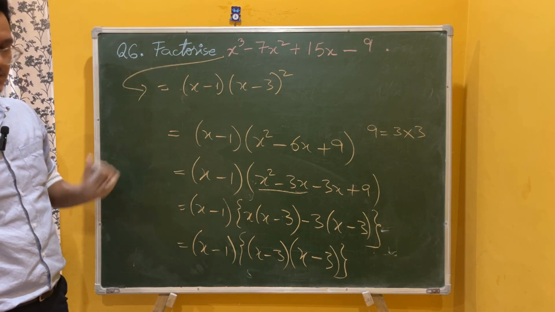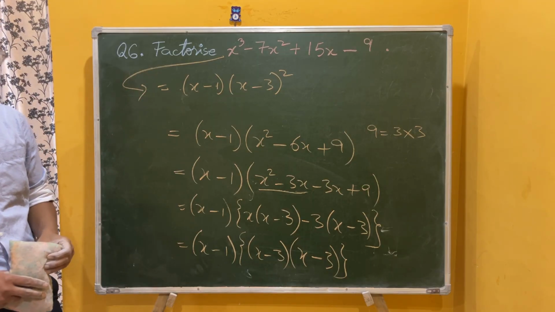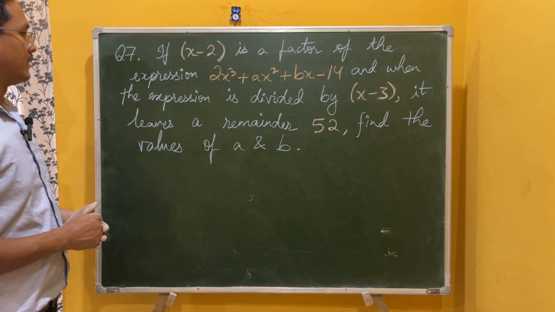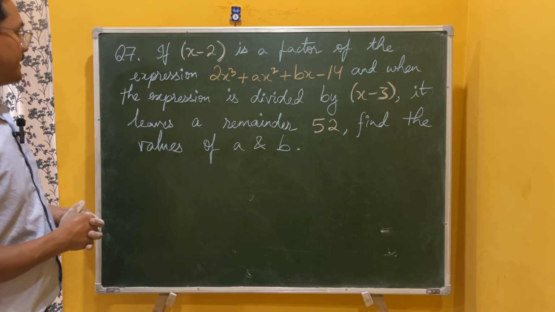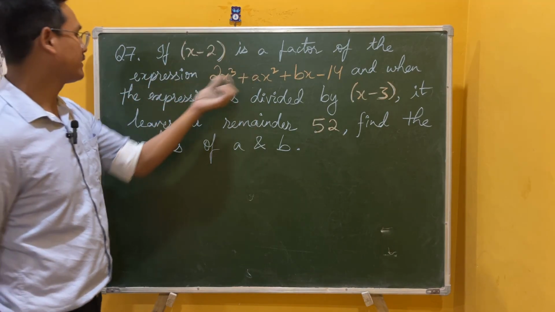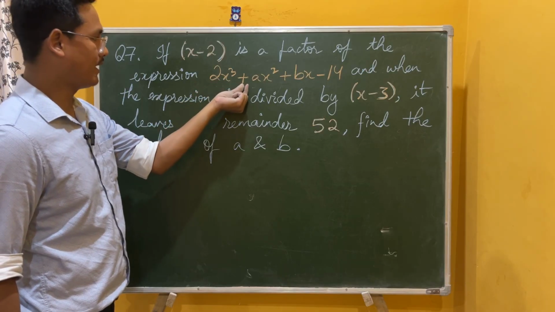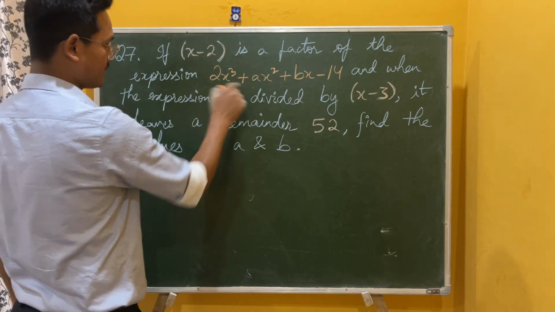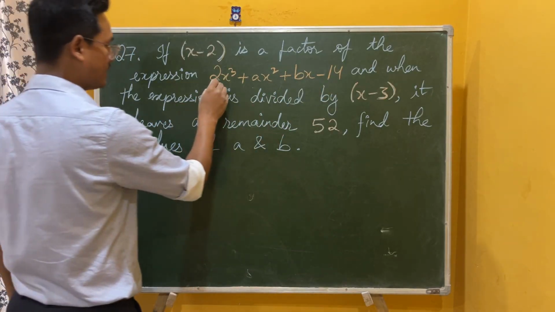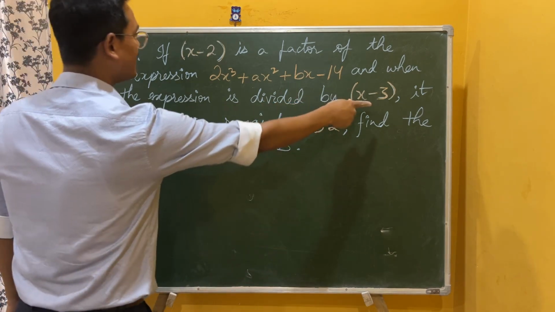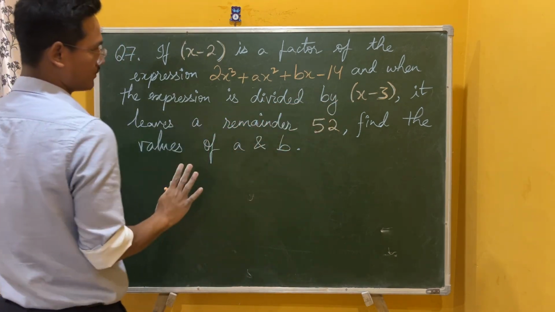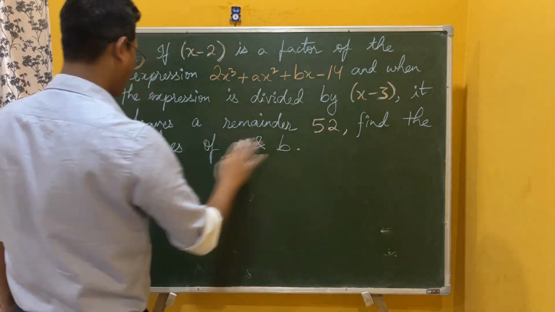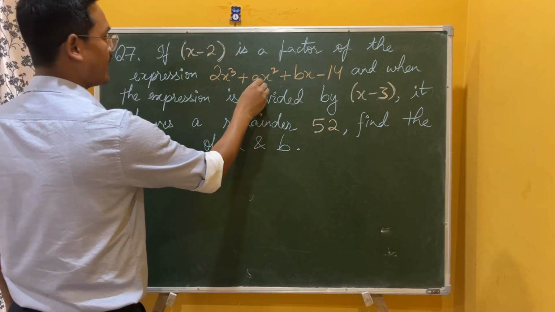So this was an interesting question. Let's move on to another one. Okay, let us solve this question. It's a really valuable question. It says if x minus 2 is a factor of the expression 2x cubed plus ax squared plus bx minus 14, and when the expression is divided by x minus 3, it leaves a remainder 52. So when you divide this expression by x minus 3, you have a remainder 52. Find the values of a and b.